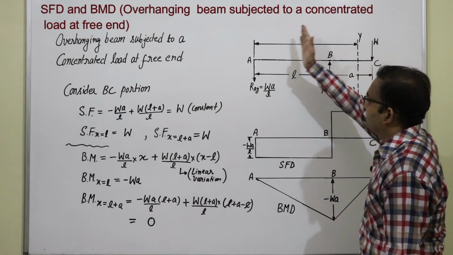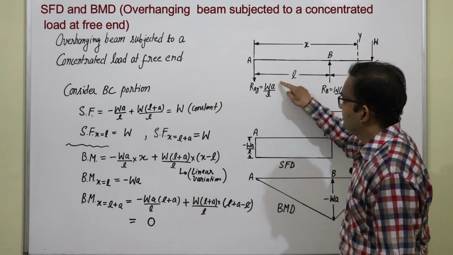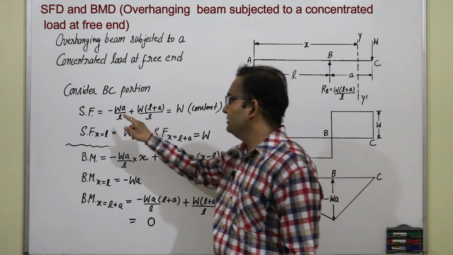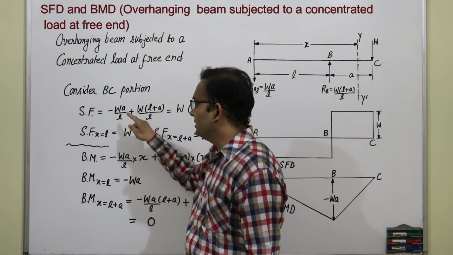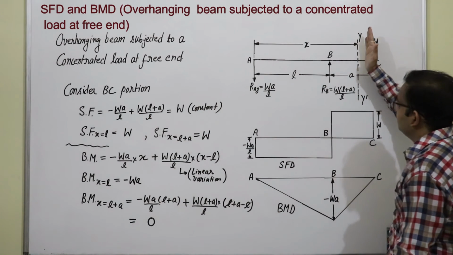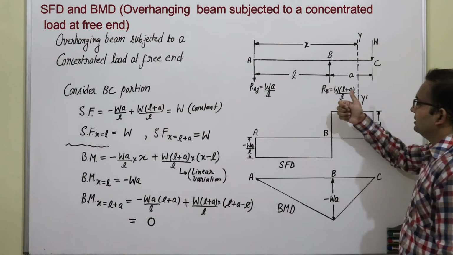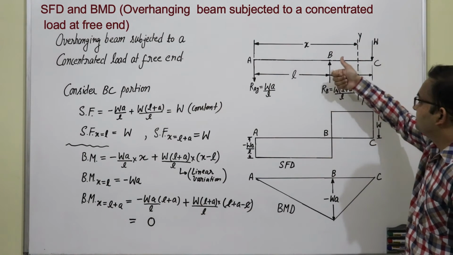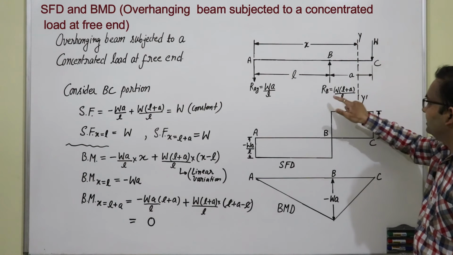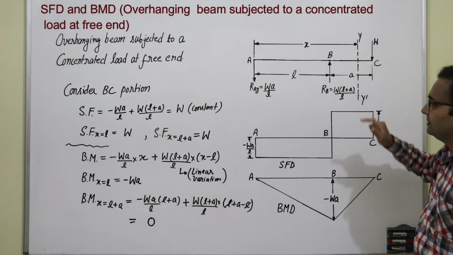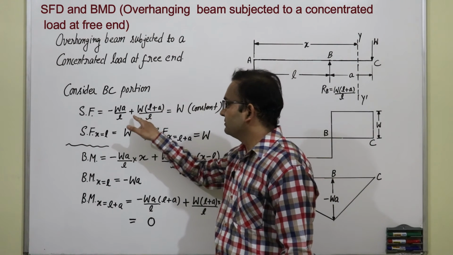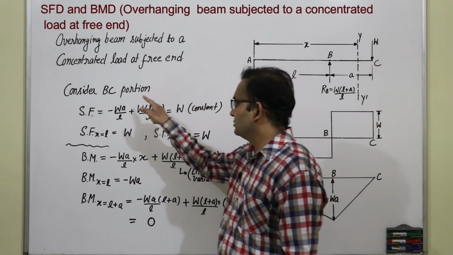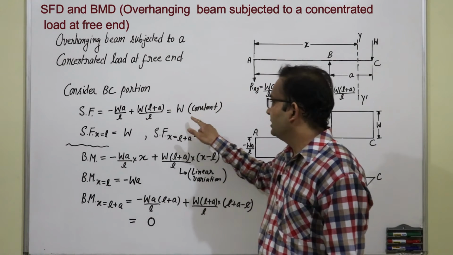Shear force, we will see towards the left of this section. This is one force RAY, which is WA by L, but it is downward, that is why we are writing minus WA by L. Again towards the left of this section, there is one more force RB, which is upward, and its value is W(L+A) by L. It is upward, that is why it is positive. After solving, we will get W and it is constant.